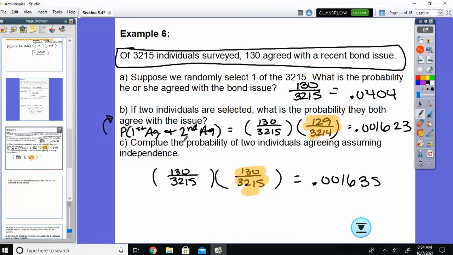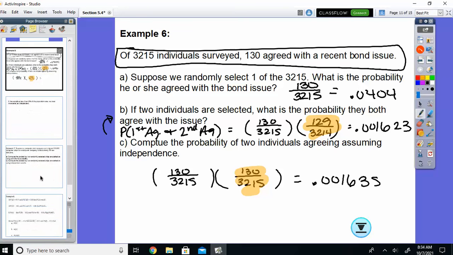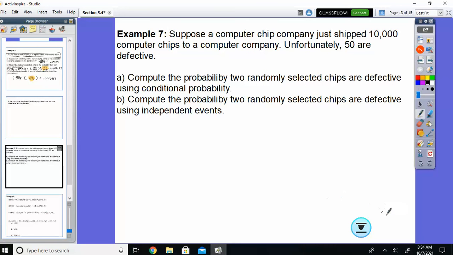All right. I am going to put an example up here that I would like for you guys to try on your own. So, part A, we want the probability that two are defective. So how many defective pieces are there? 50. Out of how many total? 9,950. We shipped 10,000, so 10,000 is my total.